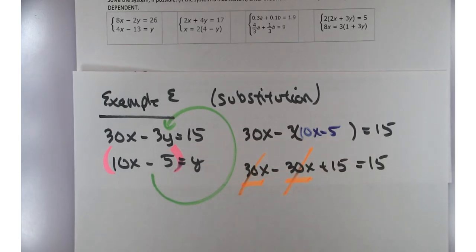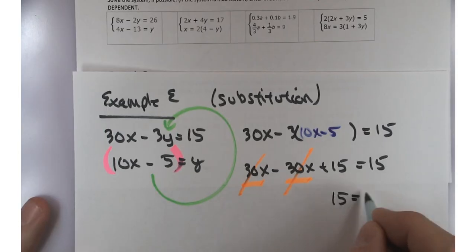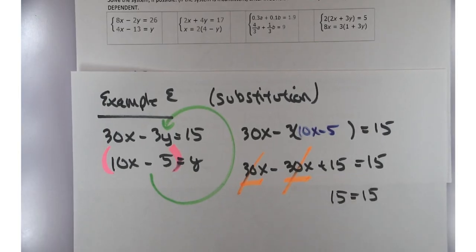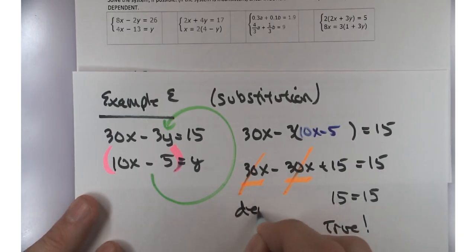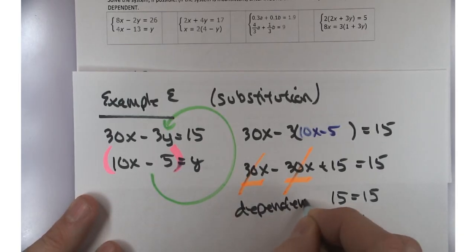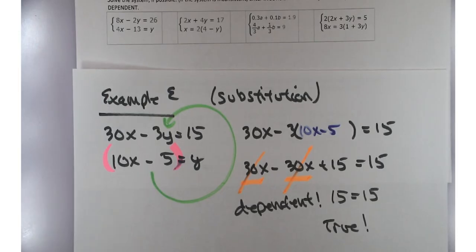So what's left for our equation then? 15 equals 15. Is 15 equals 15 true? Yes. So what's that telling me about my system of equations? Yeah, this is dependent. You guys are rocking this morning. Good job. It's a dependent system of equations. There's an infinite number of solutions.